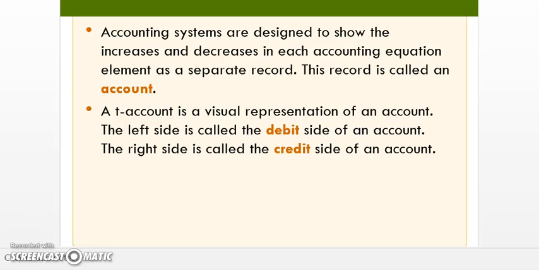For every transaction in accounting, as I mentioned, the transaction must be recorded. We use what are referred to as T accounts to record these transactions. It's literally a T, and I'll show you on the next slide what it looks like. But the left side of the T account is referred to as the debit side. Debit means left. And the right side is referred to as the credit side. Credit means right.